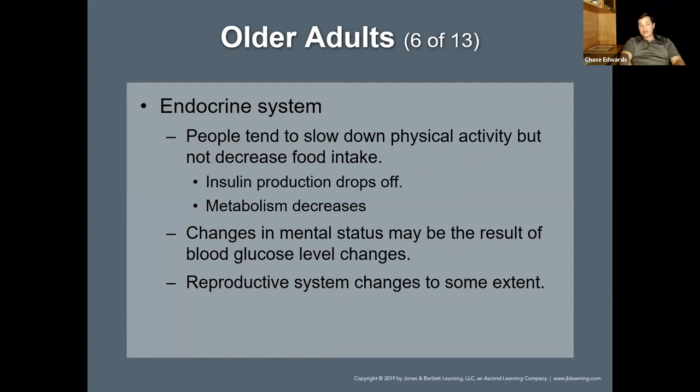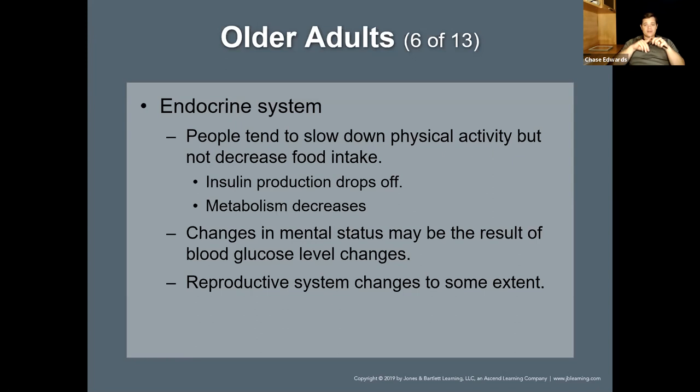So the endocrine system. People tend to slow down their physical activity, but tend not to decrease their food intake. Holy cow. I feel like an older adult now. I'm starting way too early. Insulin production drops off and metabolism decreases with age. Older adults are more prone to diabetes mellitus at this point because of this. Changes in mental status may be a result of changes in blood glucose levels.